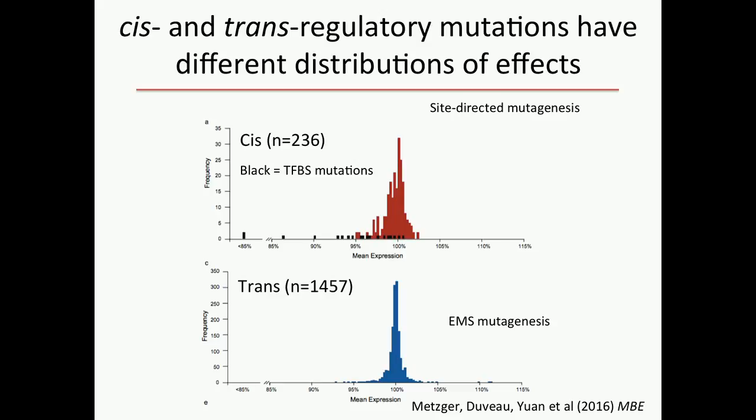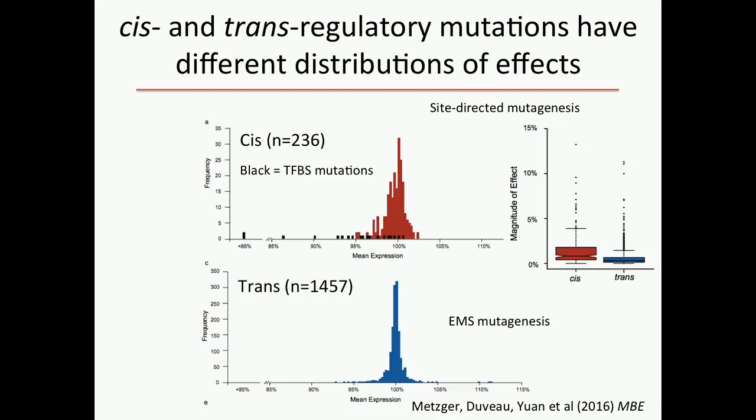And when we do this, we find, number one, that we don't see large effect decreasing expression mutants like we get with the cis-regulatory mutation set. We also can see that their average effect size is smaller. And to illustrate that, if we basically fold these distributions in half and ignore the sign, we can get these box plots here that clearly show that cis-regulatory mutations tend to have larger effects on this gene's expression than trans-acting mutations.